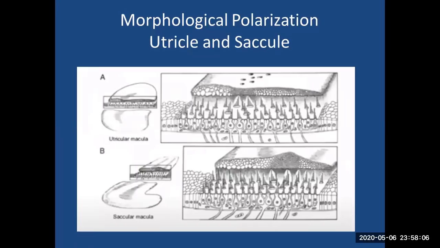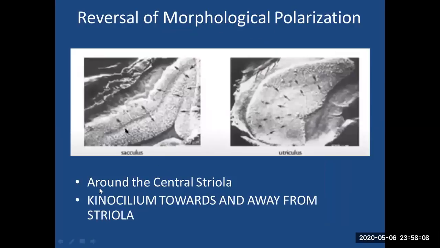The pattern is based on the arrangement of the kinocilium around the striola. The striola is the central, most prominent part in the saccule and the utricle. If the kinocilium is directed away from the striola, as in this case, it is in the saccule. And when the kinocilium is directed towards the striola, it is in the utricle. So this polarization is important when it comes to stimulation of the cells.